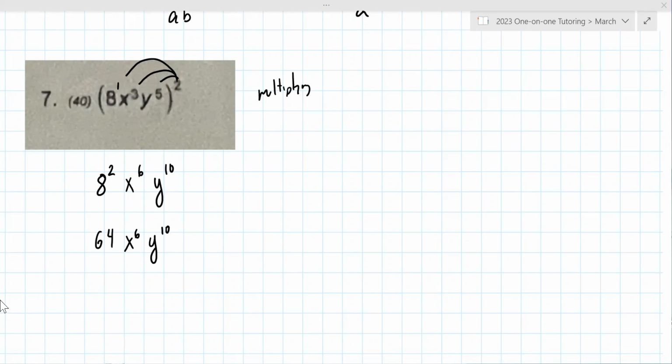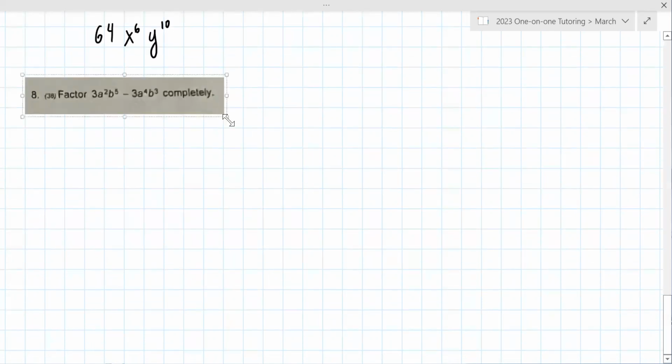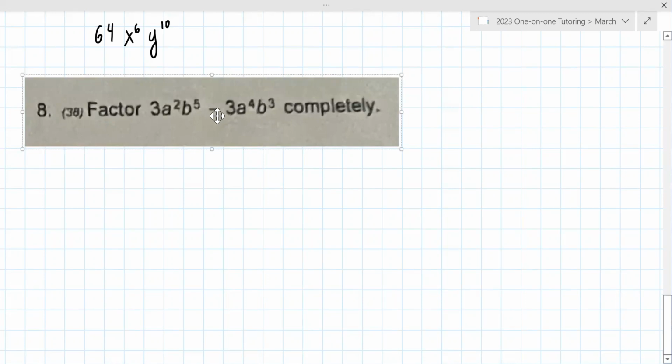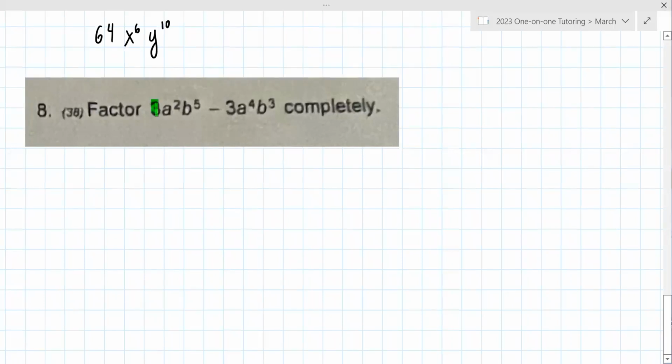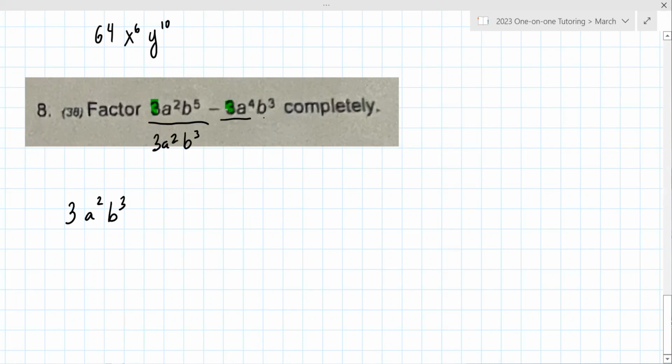Let me know if you're ready to go to number 8. Okay. So factor means look at the numbers, the 3 and the 3, and see what is the biggest number that goes into both. Three. A to the second. And then b. Yes. And then you're dividing each of these by that. After showing this for a long time, I think it's better to do it this way to show the division.